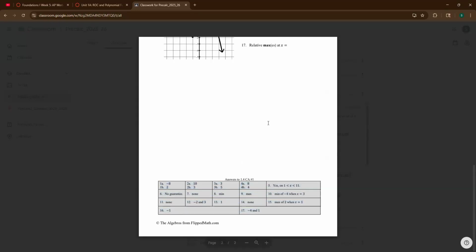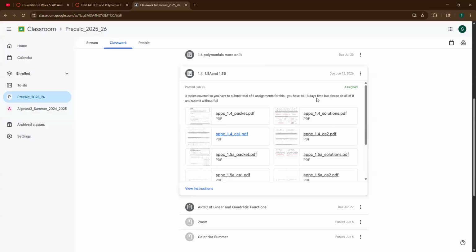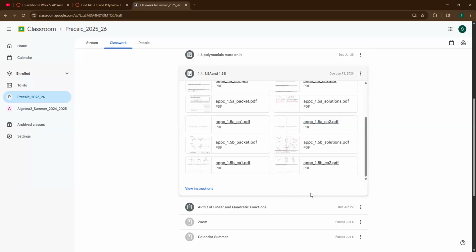Shri, did you get it? Go back. Now, do you see the 1.5A packet solution? 1.5 you can do, and then the 1.5 CA assessment. And then go to 1.6 on top.